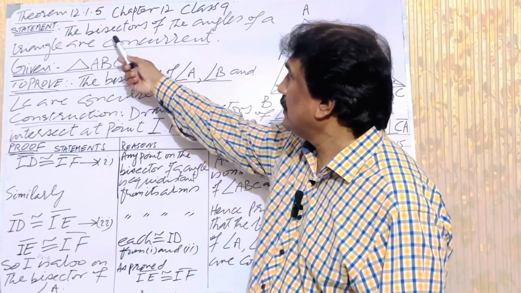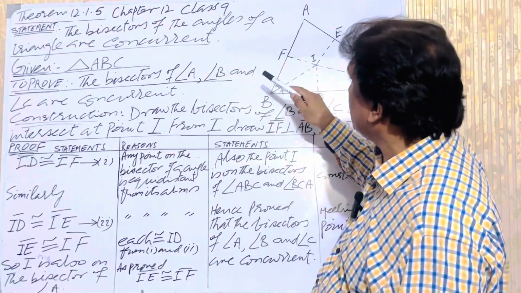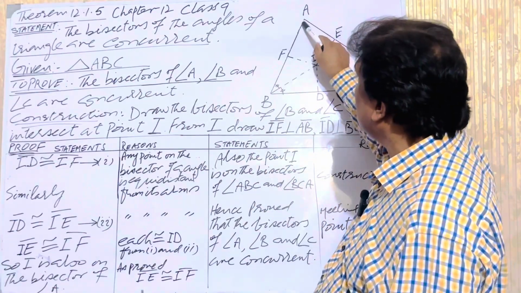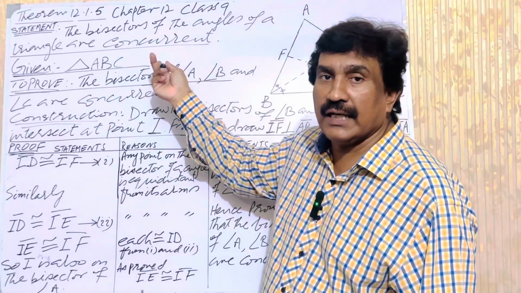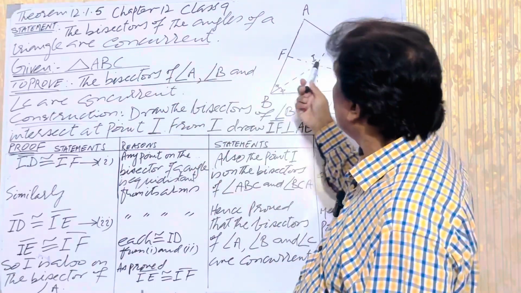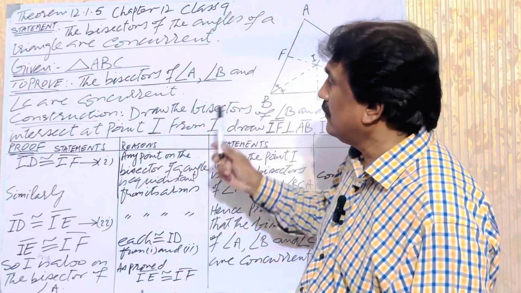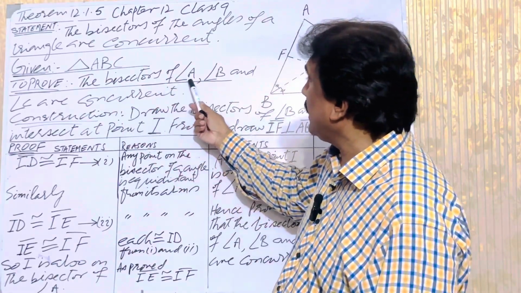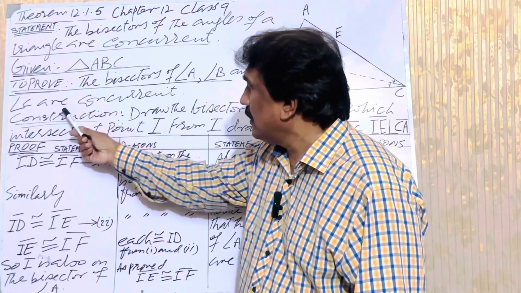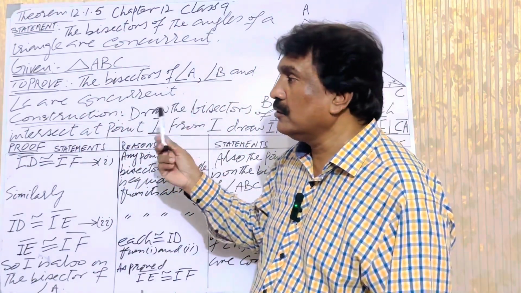Okay, means what? It means if we draw the bisector of this angle and this angle, all are going to meet at a point, suppose we have made that point I. So the bisectors of angle A, B and C are concurrent. This is what we want to prove.